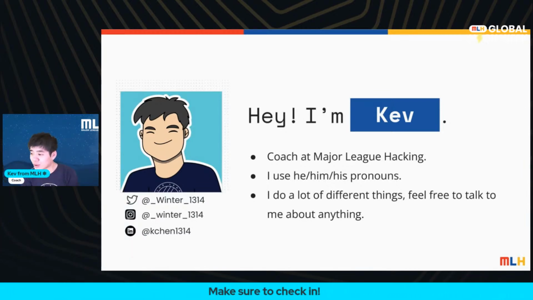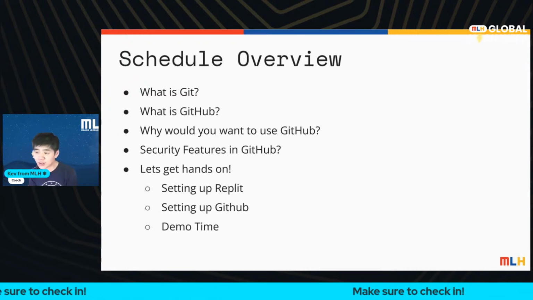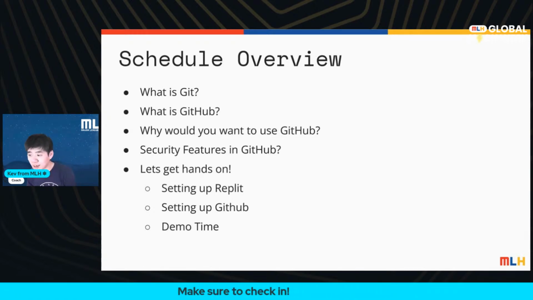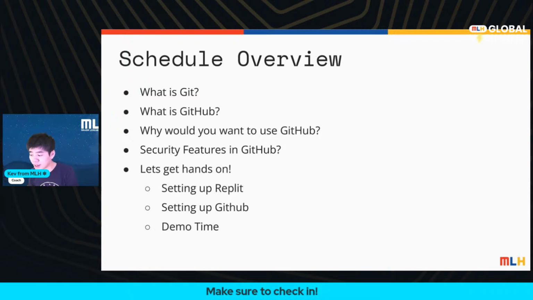We're going to be doing our introduction to GitHub. For the schedule overview, we're going to go over what is Git real quick, then what is GitHub, so we understand our fundamentals. Then we're going to look at how we would normally use GitHub and why, what use cases there are for an application like GitHub. We're going to look at security features built into GitHub. We're going to touch upon them briefly, since this is security month, to understand what is there in GitHub.